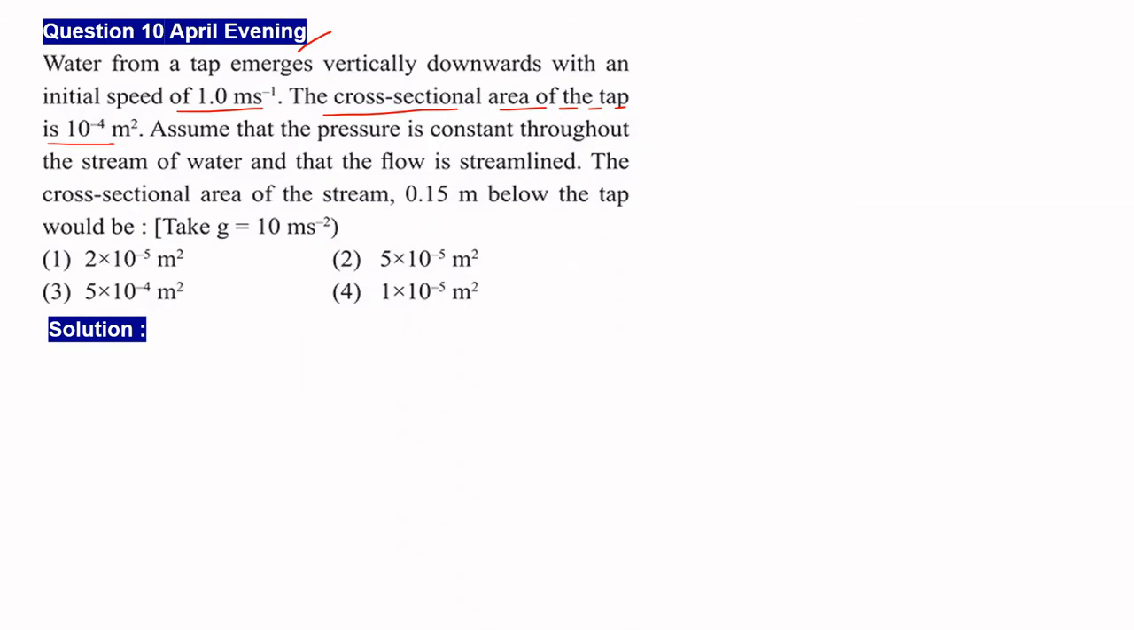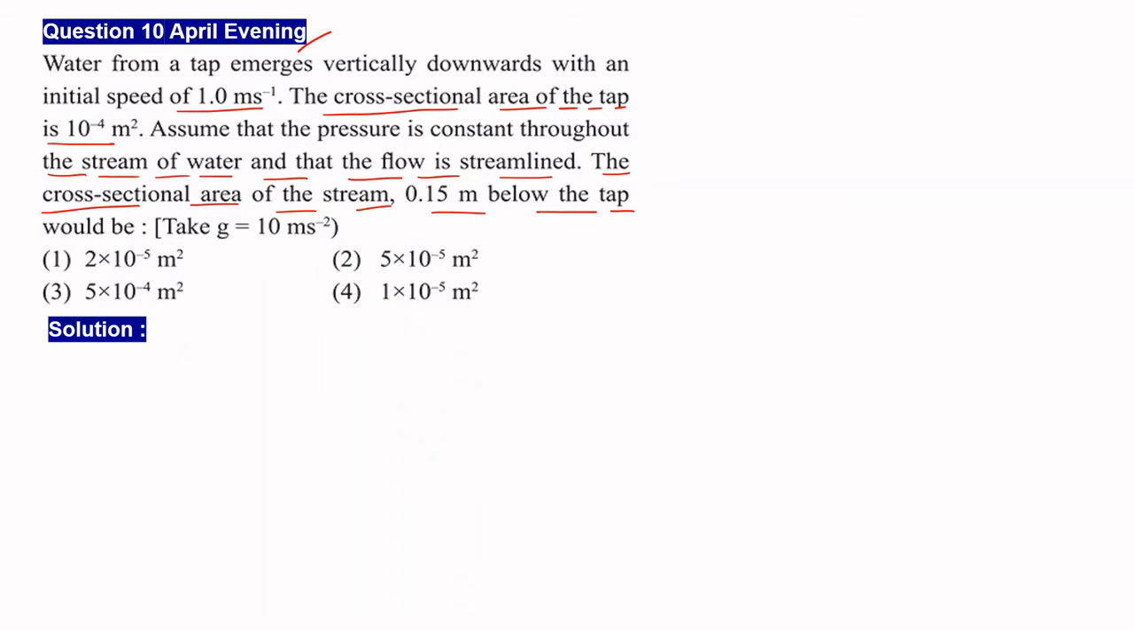Assume that pressure is constant throughout the stream of water and the flow is streamline flow. The cross section area of the stream 0.15 meter below the tap would be. You have to find out the cross section area of that water below the tap, at 0.15 meter.